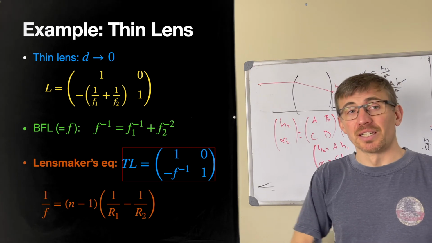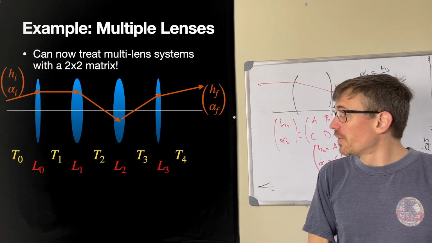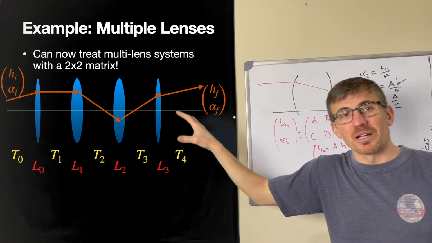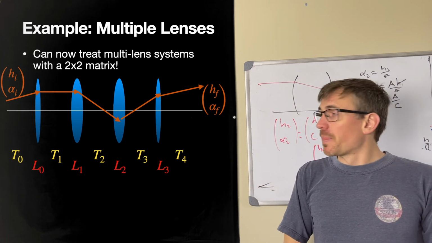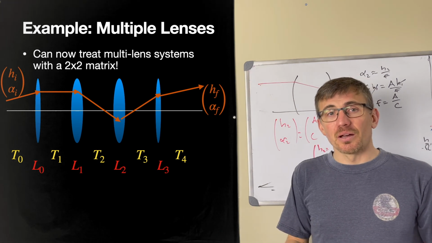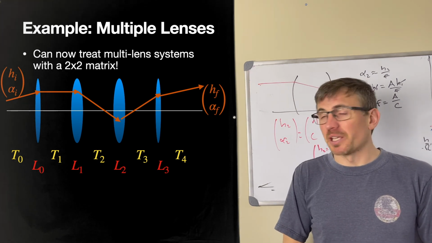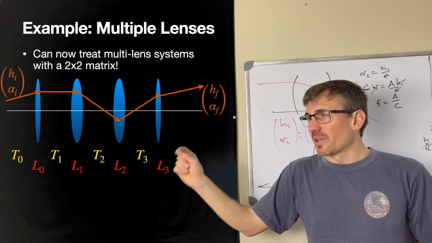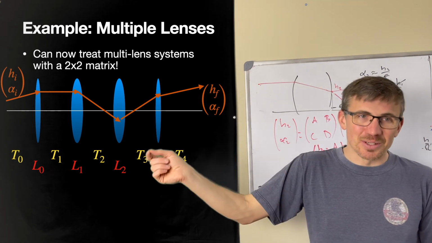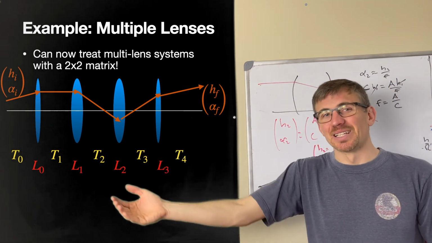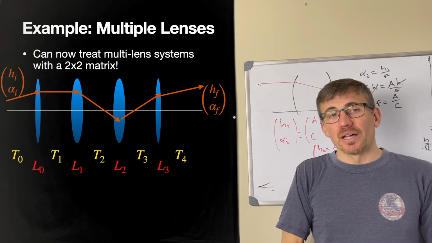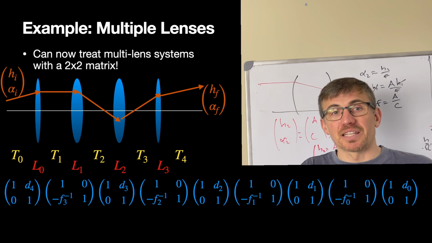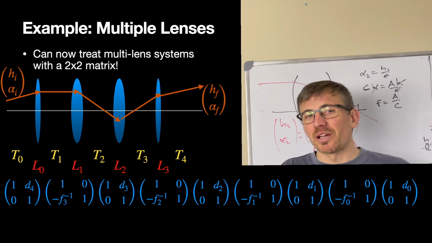We had multiple lenses. Let's see what that would look like. Imagine we had this crazy lens system here, and we want to know what happens to each individual ray. Well, that's just a long string of matrix multiplications: transmission, thin lens, translation, transmission, thin lens, all the way out, and then the final transmission. We could grind that out if we wanted. In this case, it would look like this.